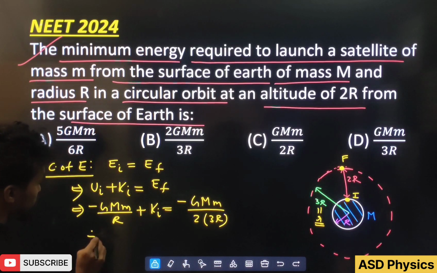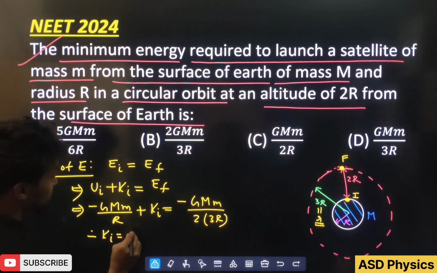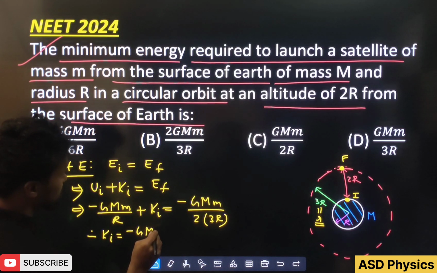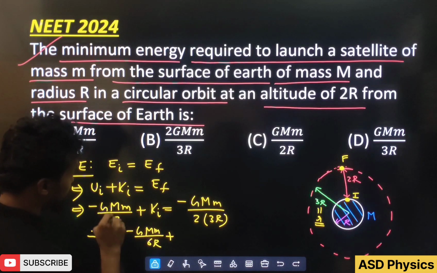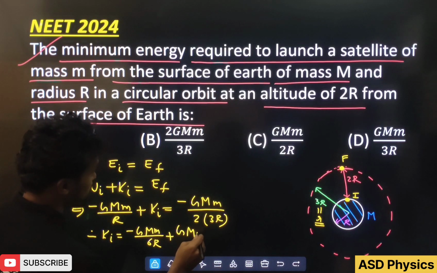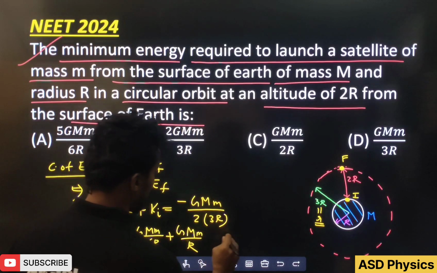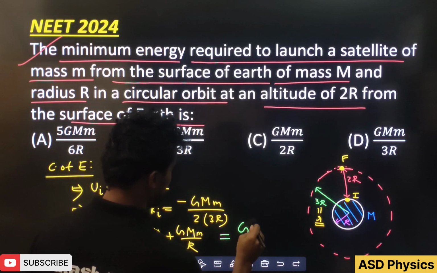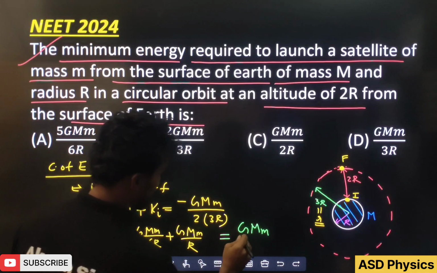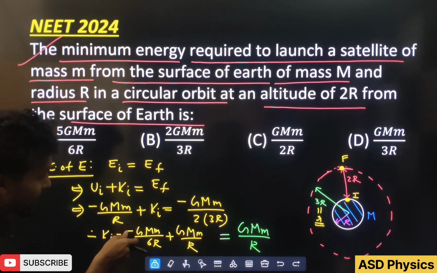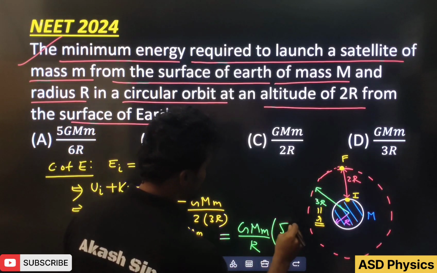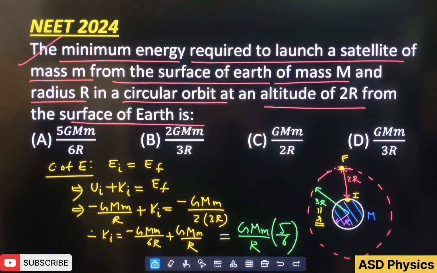So hence, students, we can write Ki is equal to minus GM by 6r, plus this will go to that side, GM by r. After we simplify this, it will come GM by r times minus 1 by 6 plus 1. So how much will it come? 5 by 6.